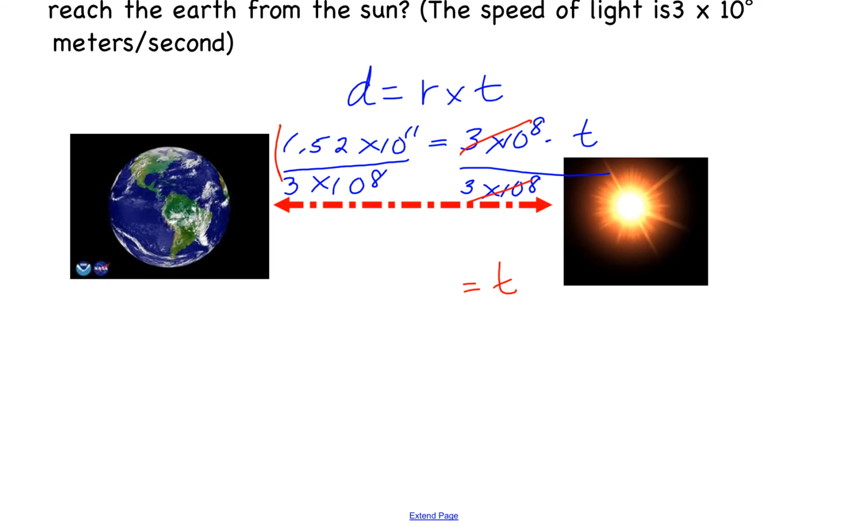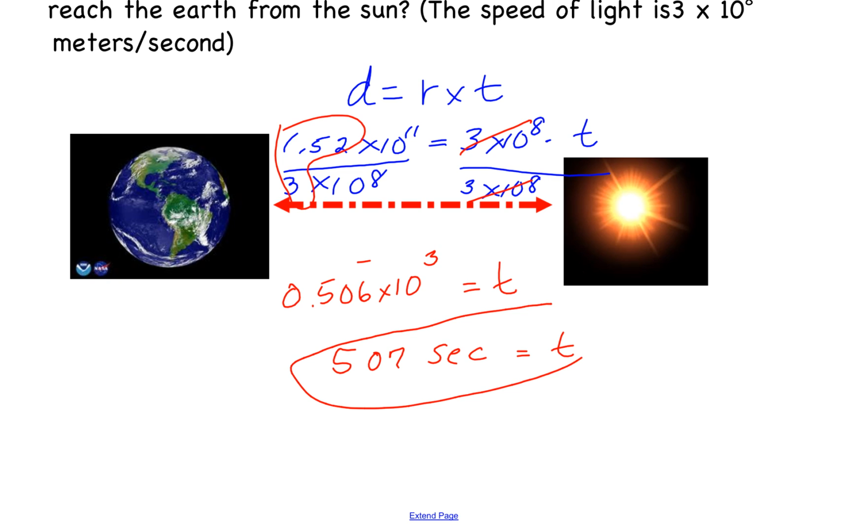If you take 1.52 and divide it by 3, you end up with 0.506, and I believe the 6 repeats. And then we're going to have a power of 10: 10 to the 11 is on top, 8 is on the bottom. 11 minus 8 is 3, left in the numerator. Well, we can write that just as a whole number if we move this 3 places. If we multiply that power of 10 out, I'm going to round that up to 507 to be closer to the exact. 507 seconds is how long it would take the light to get to the Earth.